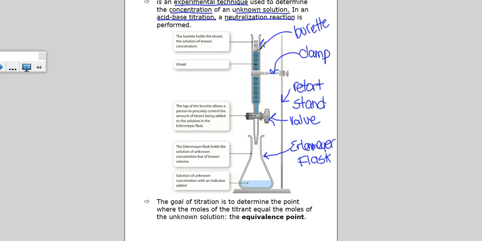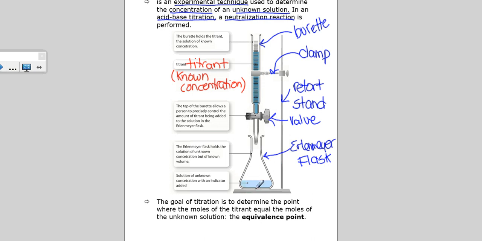So in the burette, it says here you have a titrant. We'll write this out a little bigger. So titrant goes inside. The titrant is a solution of known concentration. So whatever goes inside the burette, you know the concentration of it. You've measured it, or you're using a solution that's already been prepared.